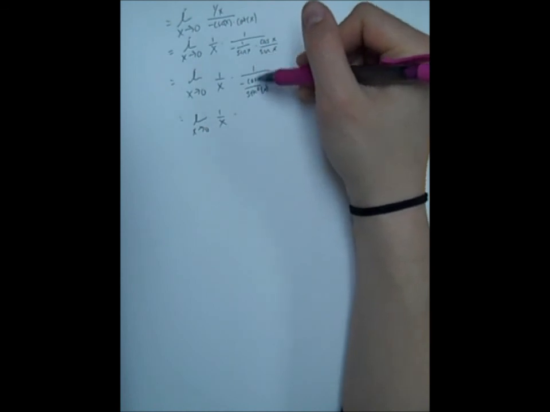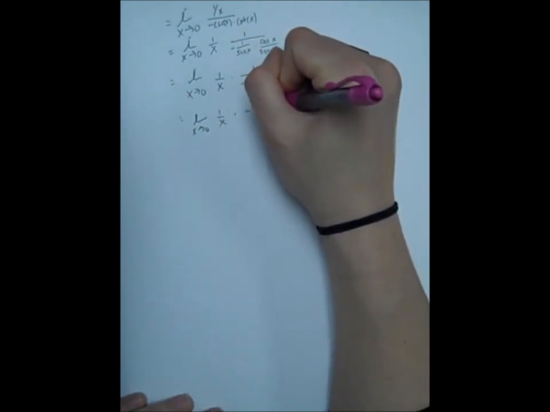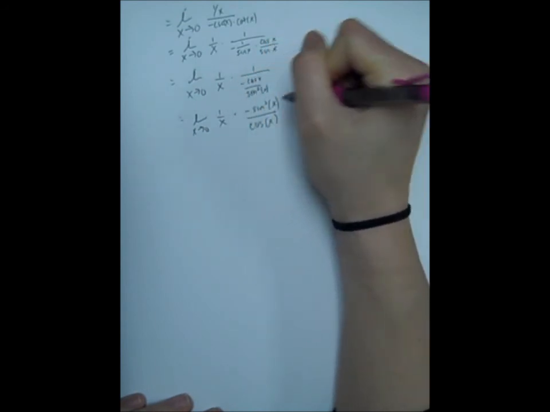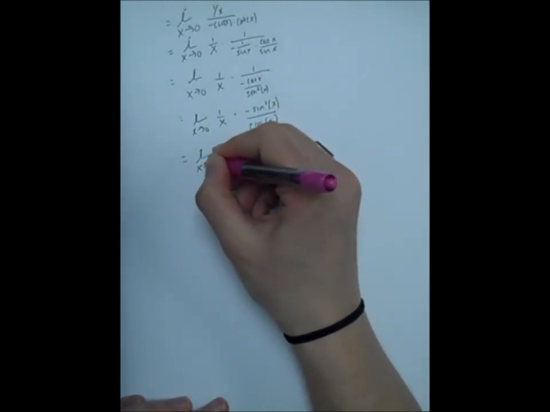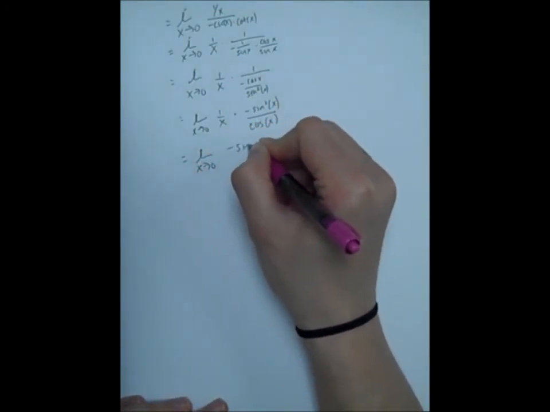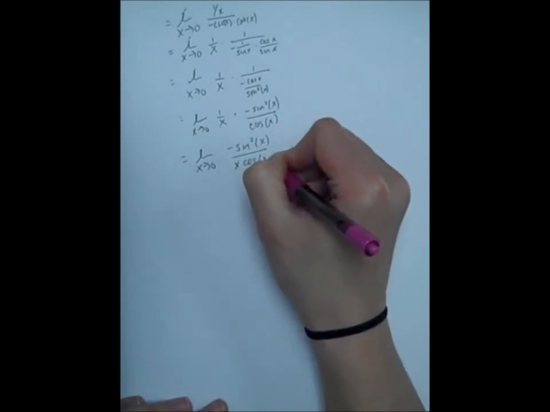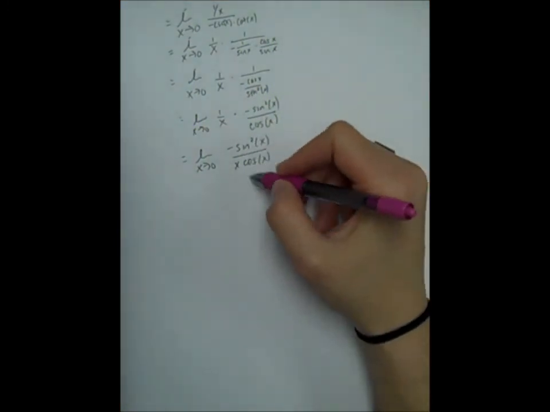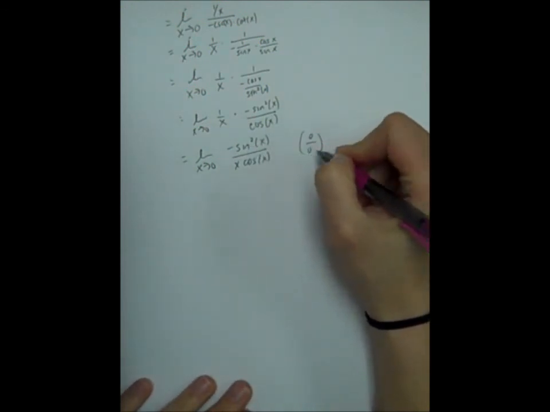Now whenever you do 1 over a fraction, that just means flip the fraction, so this will be times negative sine squared x over cosine x. So this is, now that we've simplified it a lot, negative sine squared x over x cosine x. So we took the derivative, and this is where we're at. What's the form of this limit? If I plug in 0, again I'll get 0 over 0.